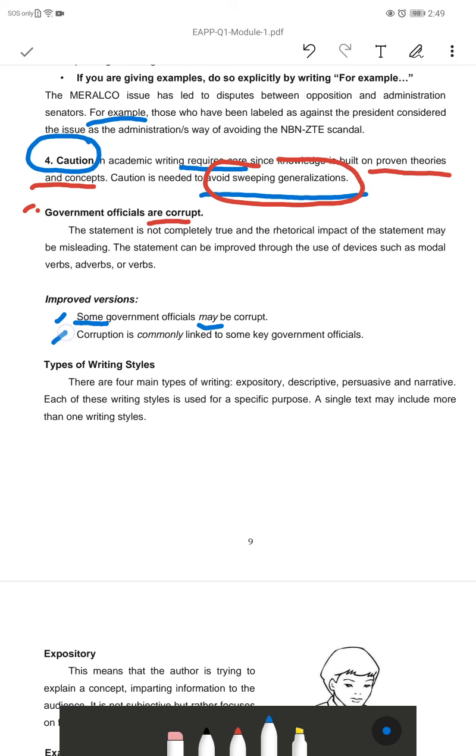Okay, another improved version of this statement is this. Corruption is commonly linked to some key government officials. So we use here commonly. So corruption is commonly, meaning it's normally related to government officials. And then we also use some here to point out that we are not generalizing all politicians or government officials to be corrupt, but only some. Okay? So again, for us to achieve caution, we should not make sweeping generalizations. We should not make a hasty conclusion.